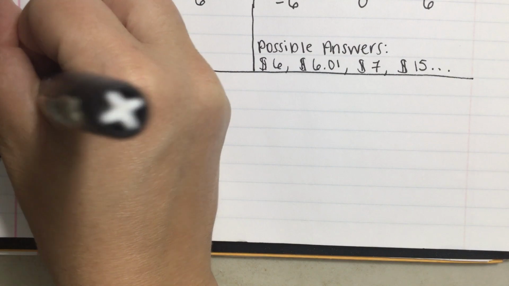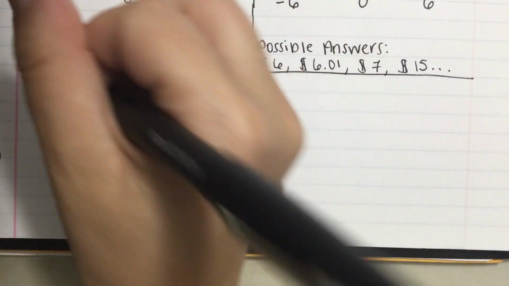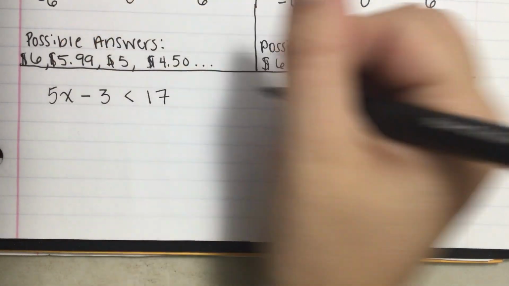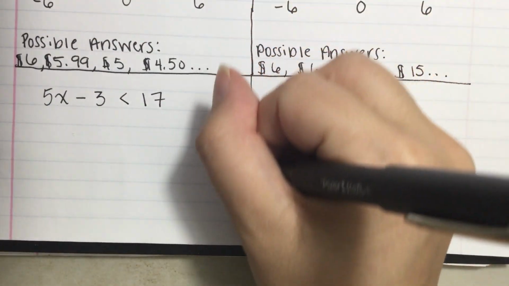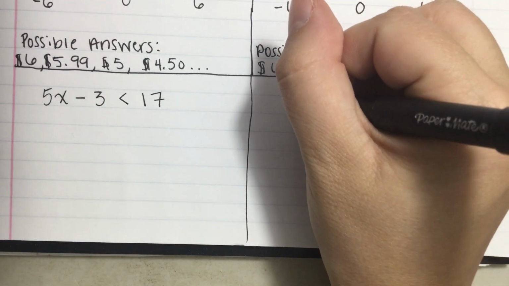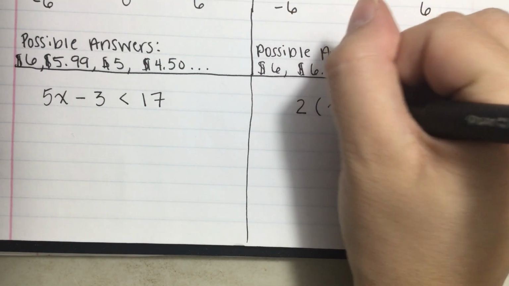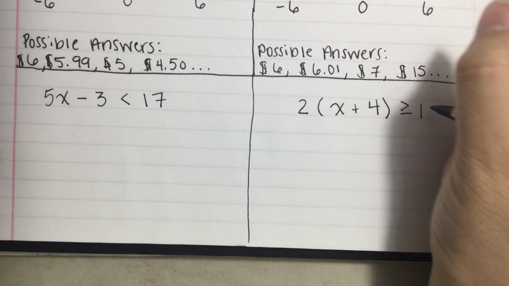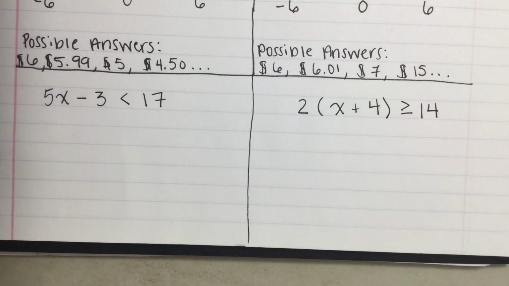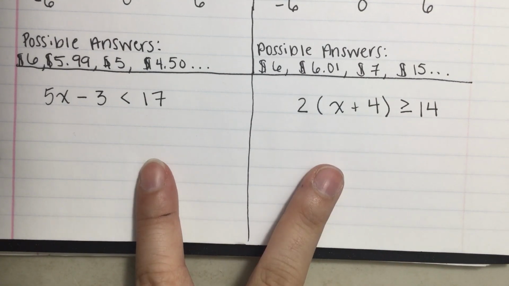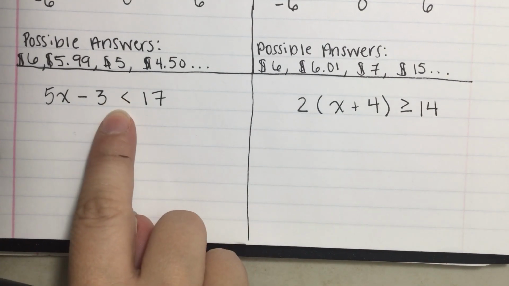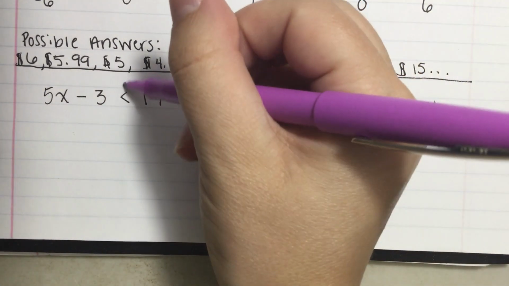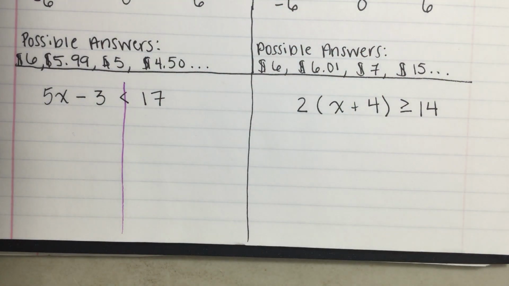Let's say that we have 5x minus 3 is less than 17, or we have 2 times the quantity of x plus 4 is greater than or equal to 14. So problems like this should look very similar. The only difference is that we're used to seeing an equal sign here rather than one of these symbols, but my steps don't change. I'm still going to draw a line at that symbol. I'm going to pretend it's an equal sign.